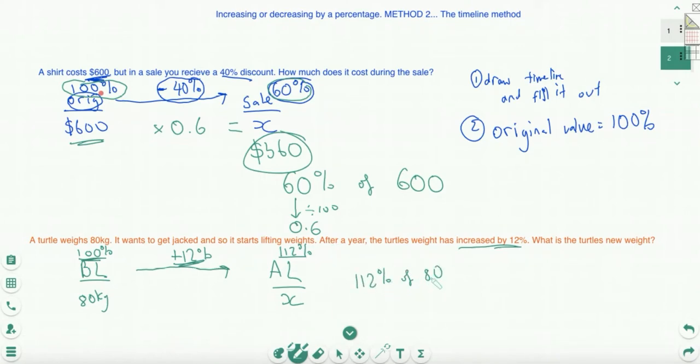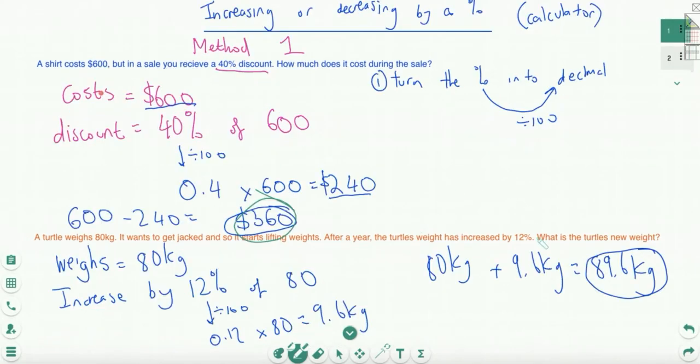of 80. Well, to turn 112% into a decimal, we divide by 100, which gives us 1.12. So what we're going to do is do 80 multiplied by 1.12, and that should give us our X value, or the turtle's weight after he starts lifting, which is 89.6 kilograms. And yeah, that's exactly the same as the previous answer, 89.6 kilograms.